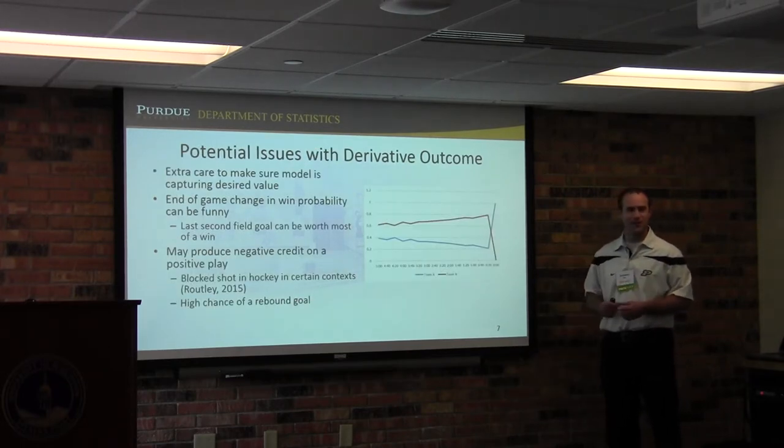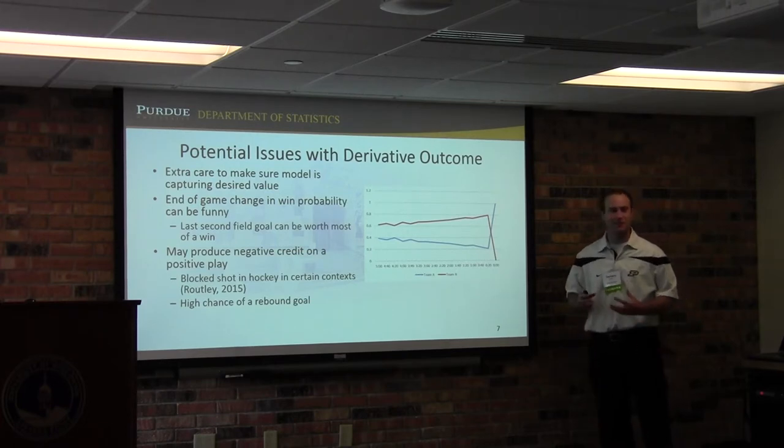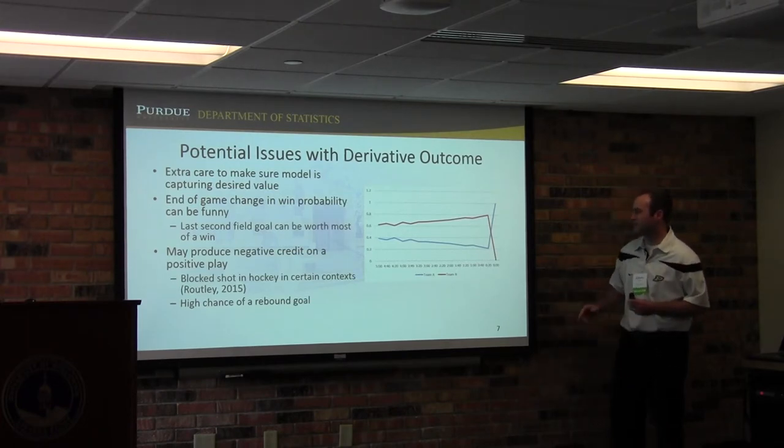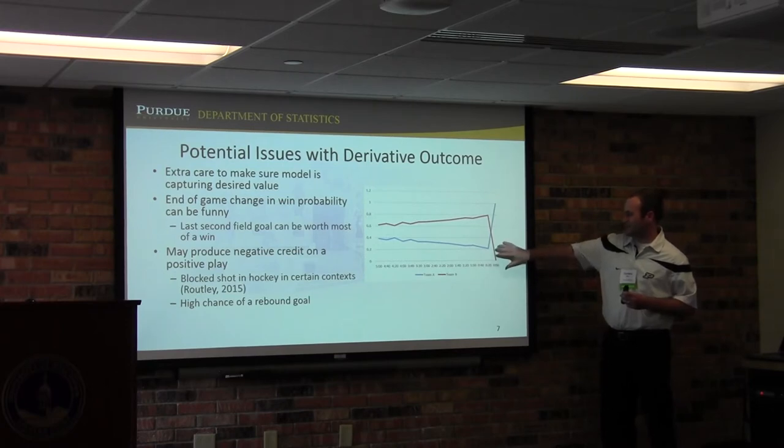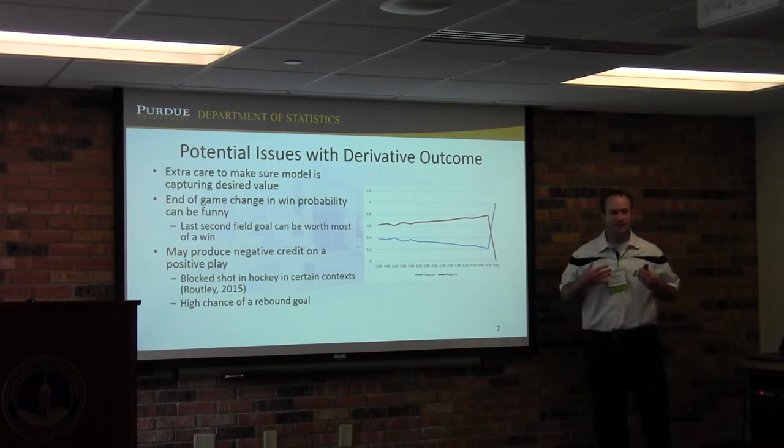Some problems might arise with using a derivative. There's some extra modeling. You need to estimate what's the win probability for this situation, what are the points for this situation, so it's a little more effort. The end of game can be a little funny with win probability, so here's a little toy example. We'll say they're down towards the end of the game in football.